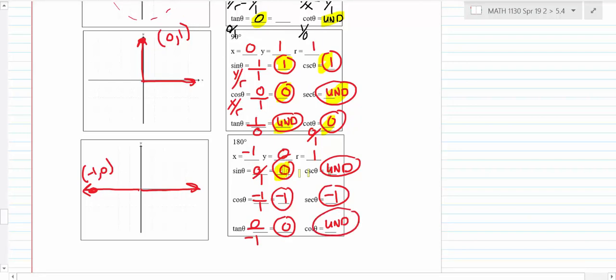So you end up getting these values. Notice you have 2 zeros, 2 undefineds, and 2 -1s. That's the pattern. That's the way it always works out.